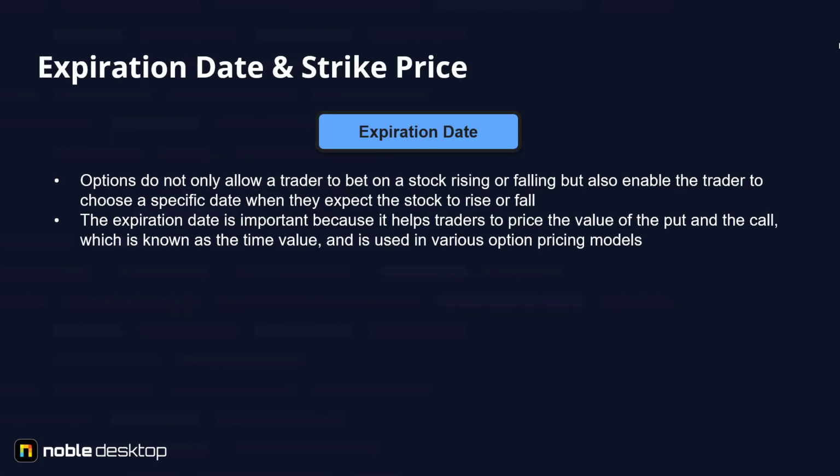Let's talk about some terminology here that is related to stock options. First of all, expiration date. Options do not only allow a trader to bet on a stock rising or falling, but also enable the trader to choose a specific date when they expect the stock to rise or fall. The expiration date is important because it helps traders to price the value of the put and the call, which is known as the time value and is used in various option pricing models.